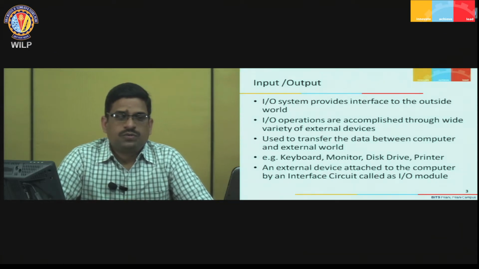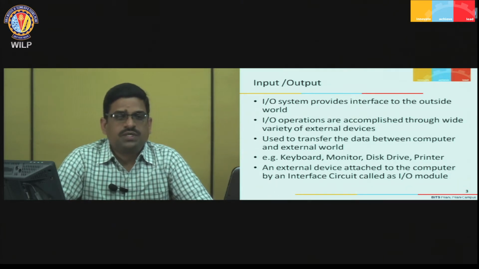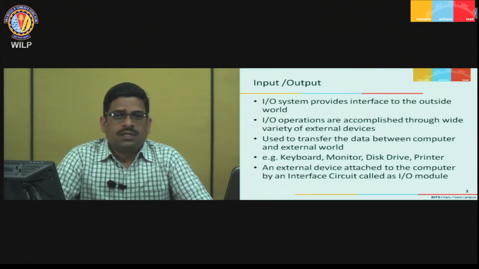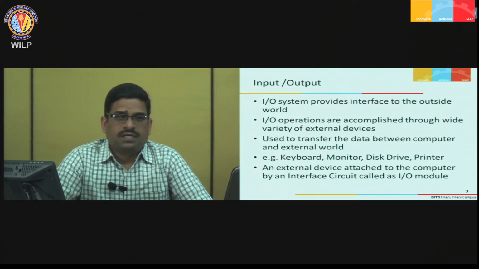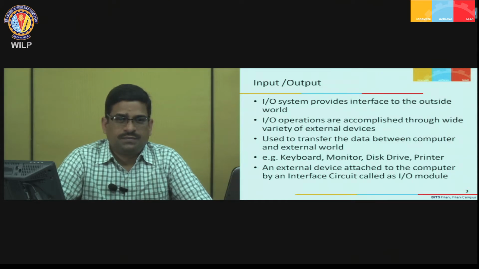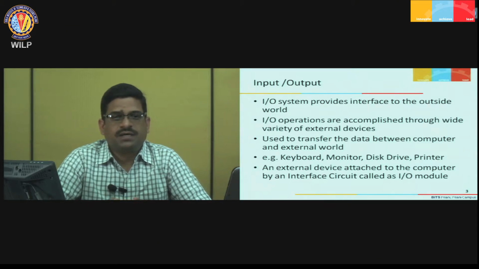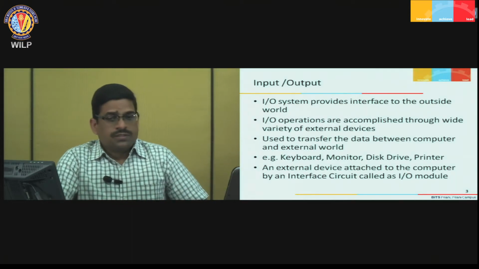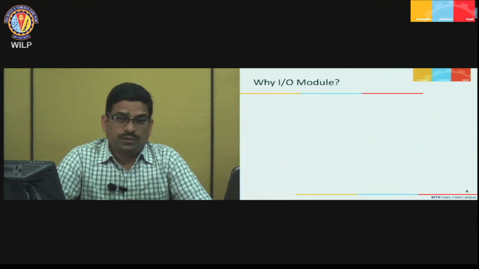It is used to transfer data between these peripheral devices and the computer, and from the computer to the peripheral devices. These devices are connected to the processor via an interface circuit. It is not a direct connection between the inside of the processor and the outside peripheral devices. So this interface circuit is also called an IO module.